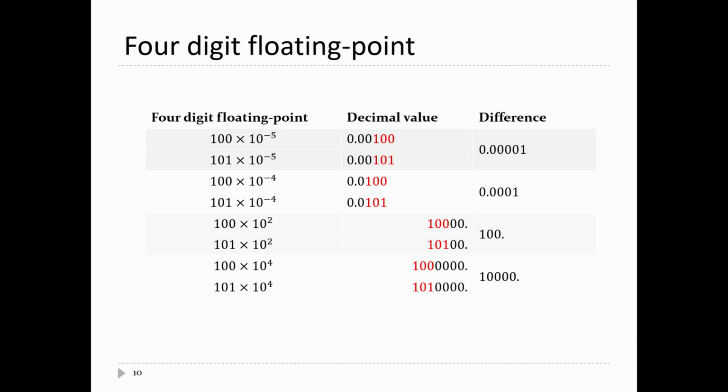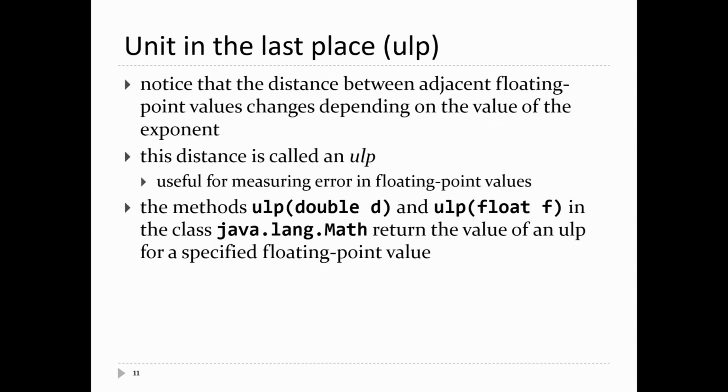So the spacing between adjacent numbers changes based on the value of the exponent. Notice that the difference here is just equal to 10 to the exponent. So the difference between adjacent numbers here is 10,000, but that's just 10 to the 4. The difference here is just 100, but that's just 10 to the 2. Strange, but true. This is the way floating point numbers work on your computer. Okay, so the distance between adjacent floating point values changes depending on the value of the exponent.